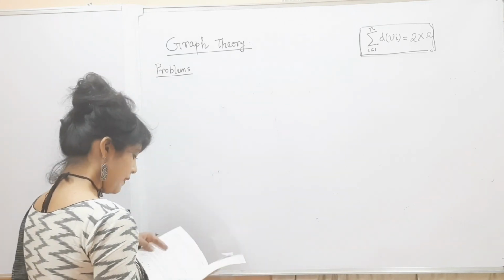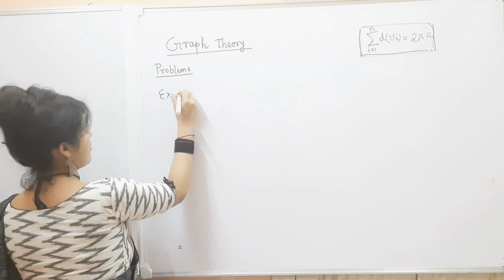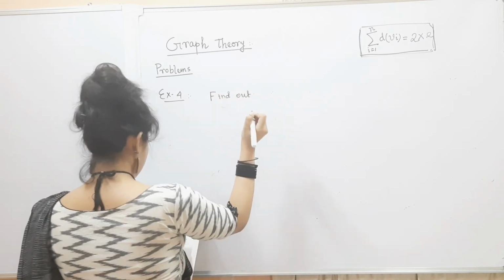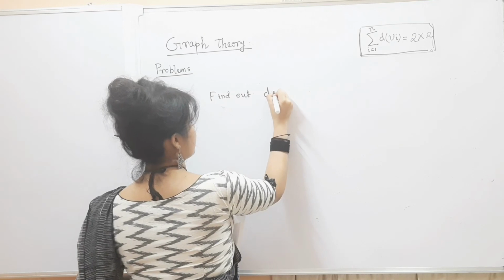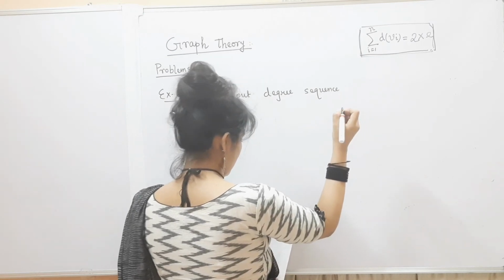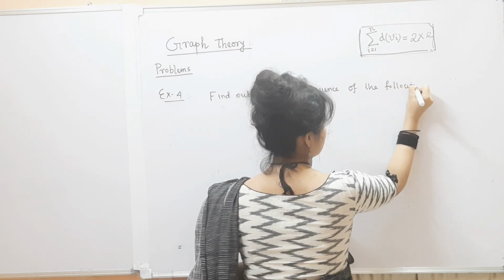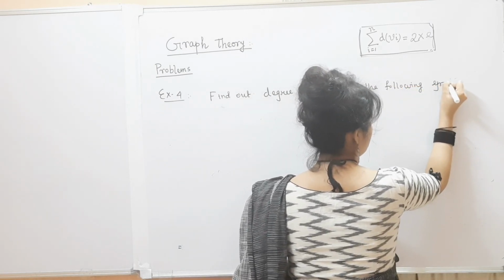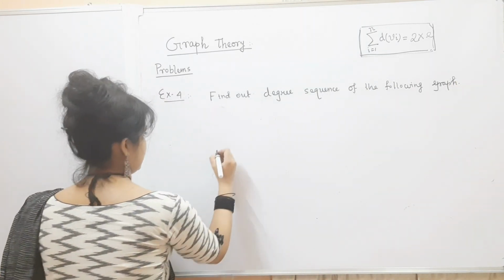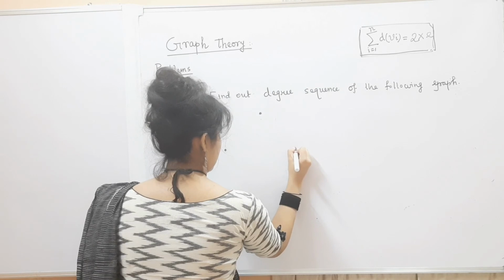Coming to the next problem, that is, find out the degree sequence of the following graph. So what is the graph? It is already given in your question. So let me draw this.